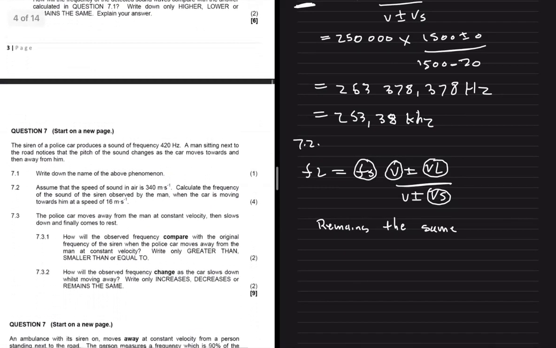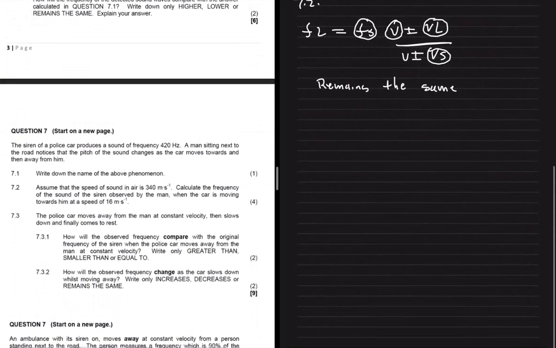Let's go ahead and move to the second question. The first step again, read the statement that is given and write down any information that we feel would come in handy. So the siren of a police car produces a sound of frequency, so frequency of source, 420 hertz. A man sitting next to the road notices that the pitch of the sound changes as the car moves towards and then moves away from him.